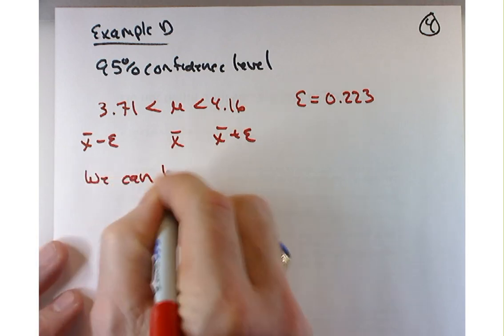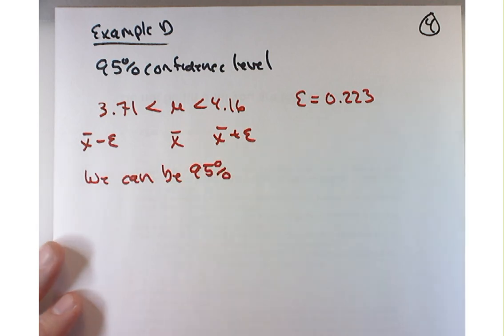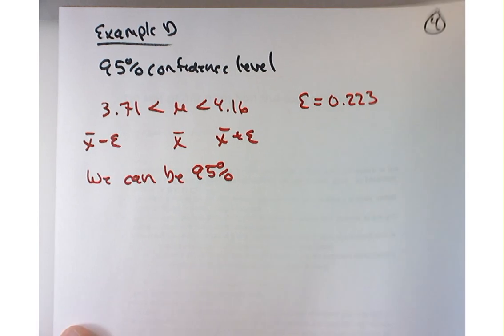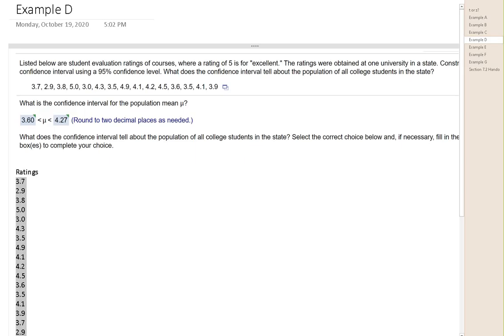We can be blank percent confident. In this case, it's 95% confident. And then try and finish it off yourself. Practice it here. Test yourself now while there's no consequence. And if you're curious, if you want to look back, here's the actual problem.